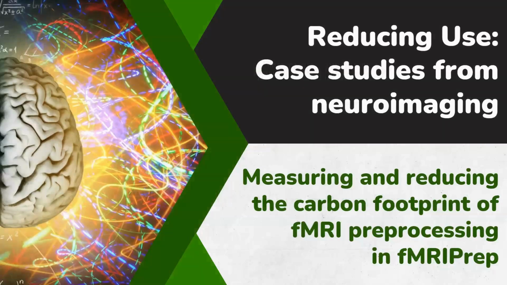Okay, so I'm now going to talk about some research that Charlotte and I ran, some case studies basically on reducing use of computing in neuroimaging. The first study we ran was measuring and reducing the carbon footprint of this tool, fMRIPrep, which I've mentioned several times.